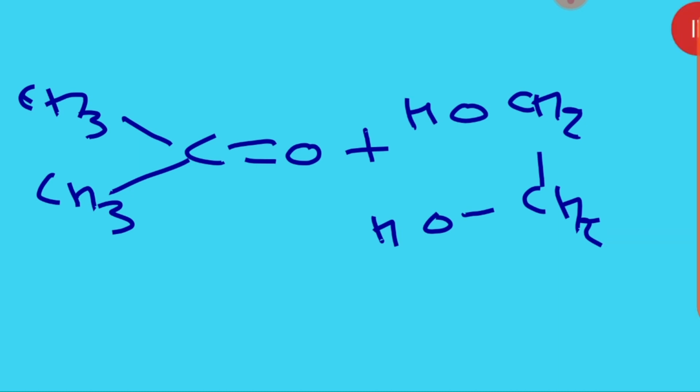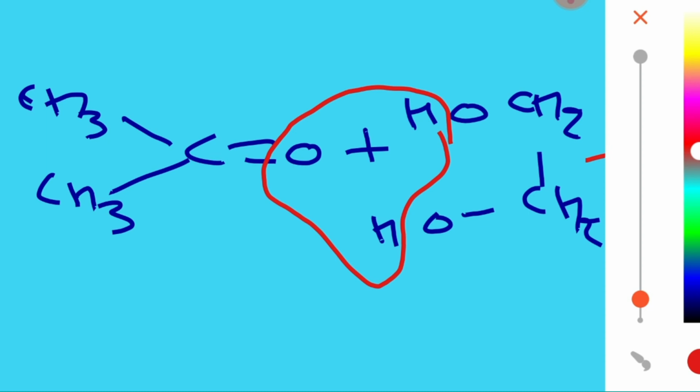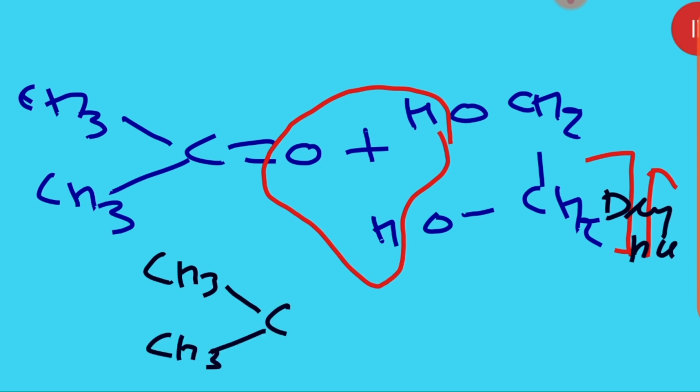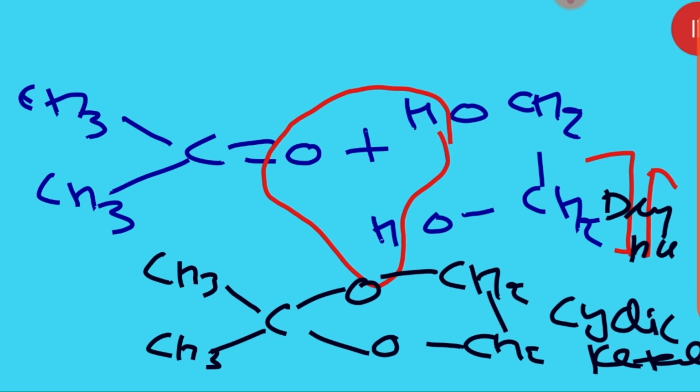Then here, you see please, water has been removed, in the presence of dry HCl. And what we are getting is CH3, then O, CH2. This is called cyclic ketal. What do you call it? Cyclic ketal. I hope you understood my point.